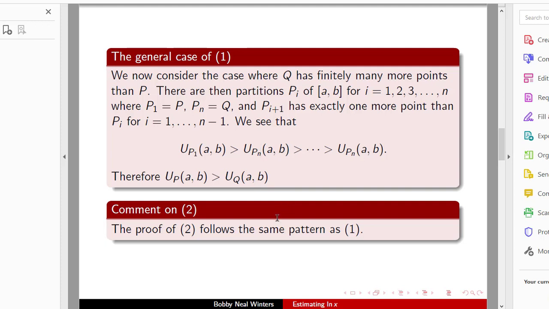The proof of part 2 follows the same pattern. Okay, so I guess it would be a good exercise for you to work through doing part 2, following the pattern of part 1.